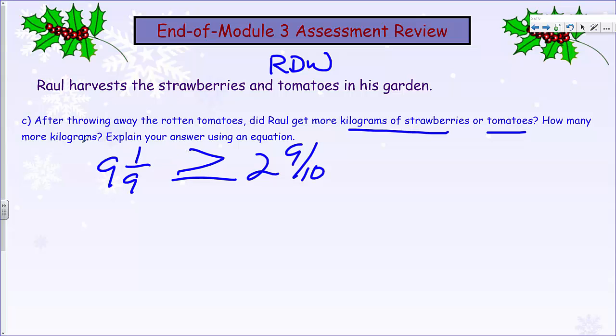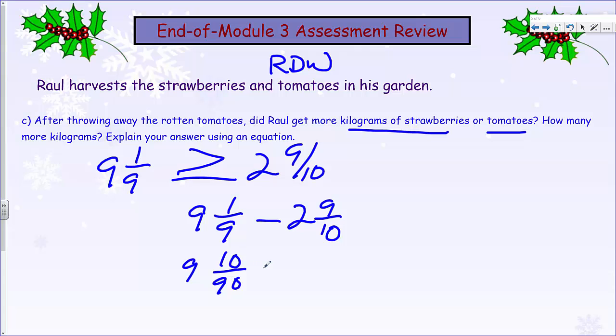Okay, so how many more kilograms? They want to know, and we have to also answer how many more kilograms. All right, one more step. 9 and 1/9, and now we have to subtract 2 and 9/10. Common denominator, 90, probably the easiest one. Times 10 makes that 10/90. Over here, that's going to be times 9. Let me get my 90 down there. Times 9 equals 81, because 10 times 9 you get 90.